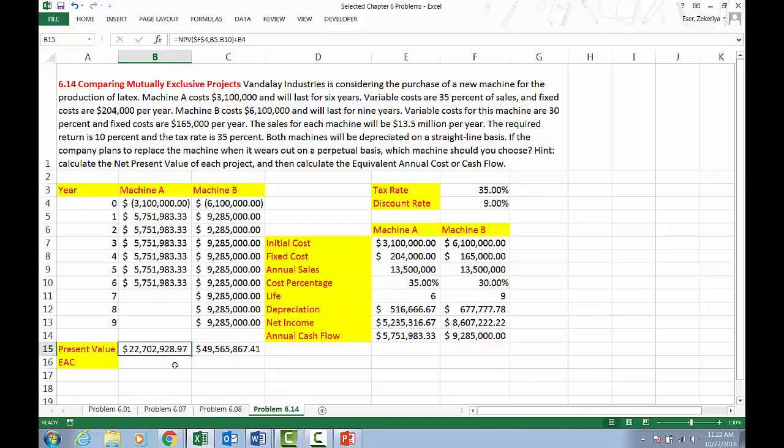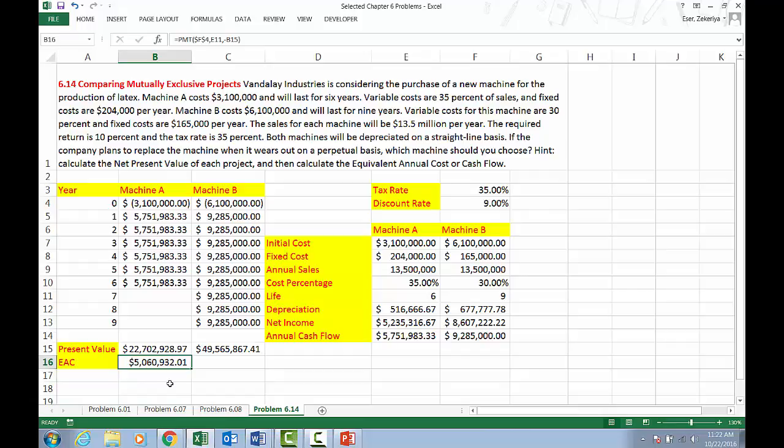However, machine B is producing income for 9 years. Machine A is producing income for 6 years. So a direct comparison is not possible. What we need to do, calculate the equivalent annual cash flow, which means find the payment for an annuity that has a present value of $22.7 million. That's our rate, discount rate. Number of periods is 6. And present value, we put a negative in there to produce a positive number.